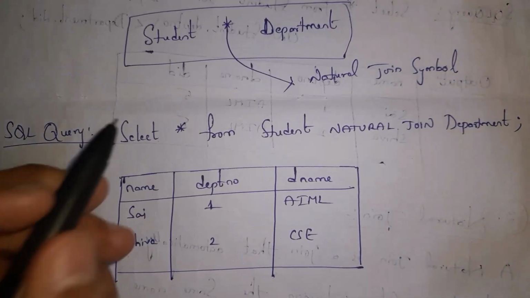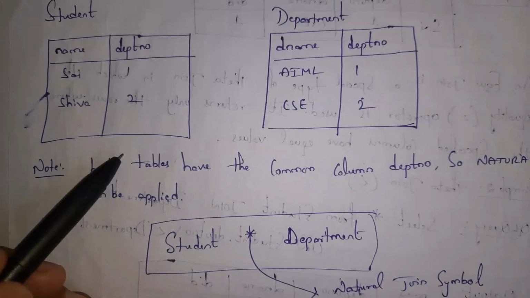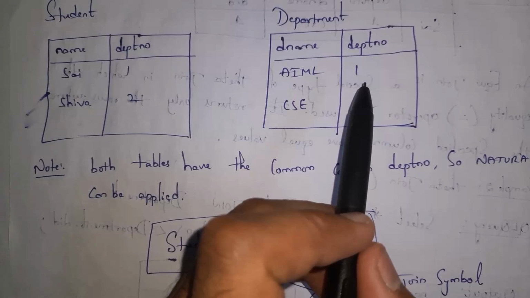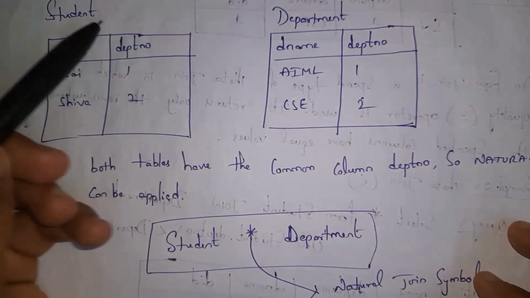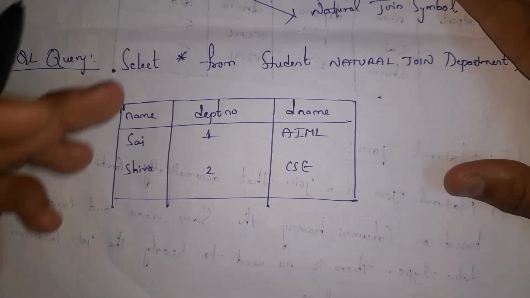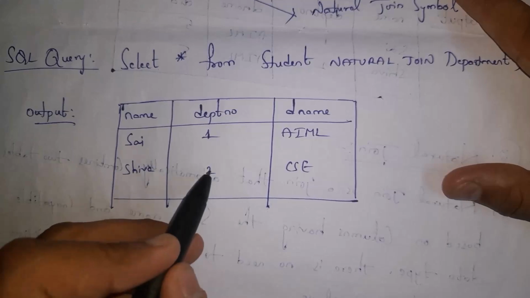This query: select star from table name student natural join department. So my output will be the name column. Here the department number column is repeated twice, but it will be represented only once. So department number 1, 2 and DNAME AML, CSC. So this is my output. So name Sai, department number 1, DNAME AML; Shiva, department number 2, DNAME CSC.